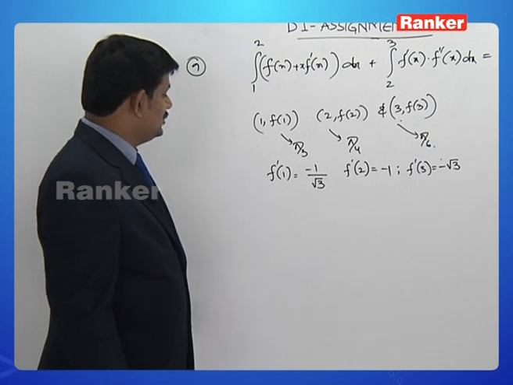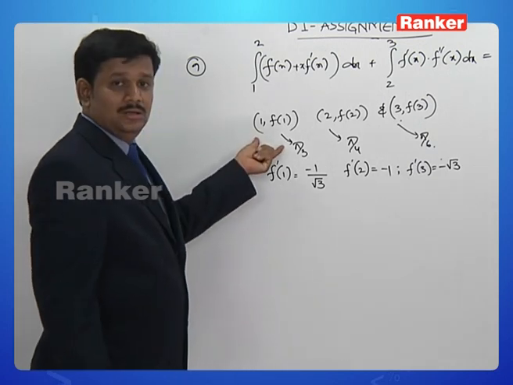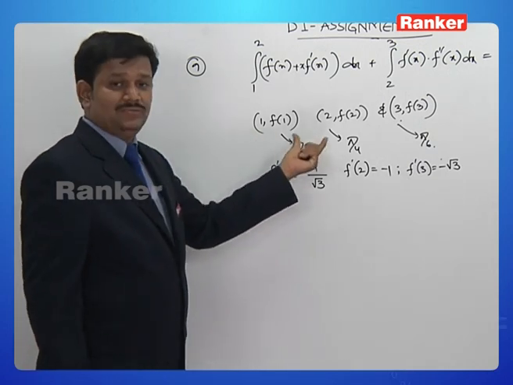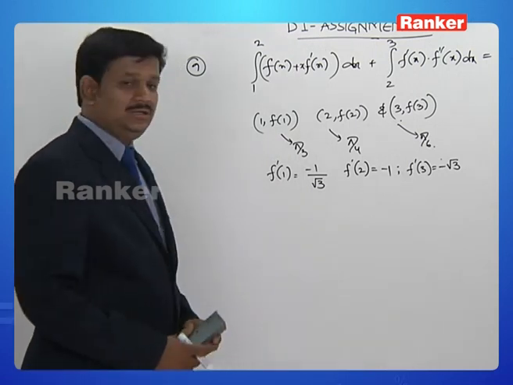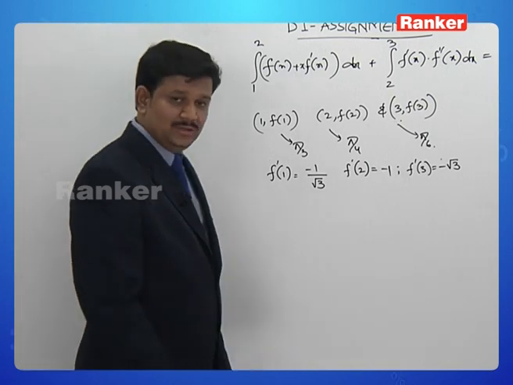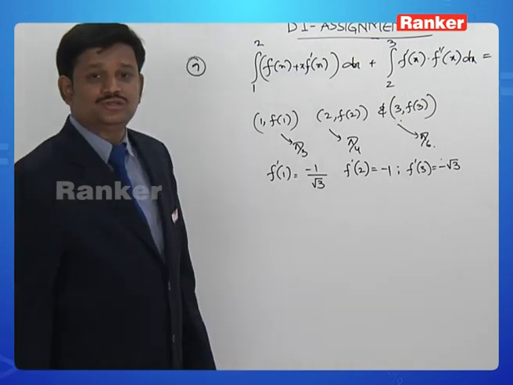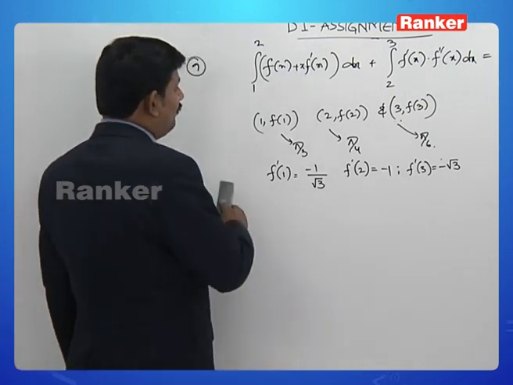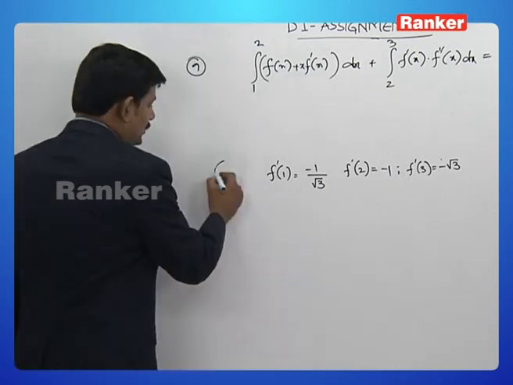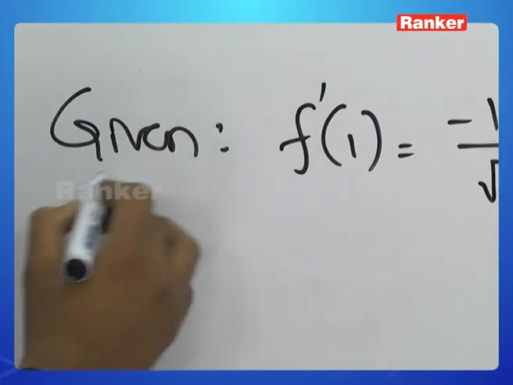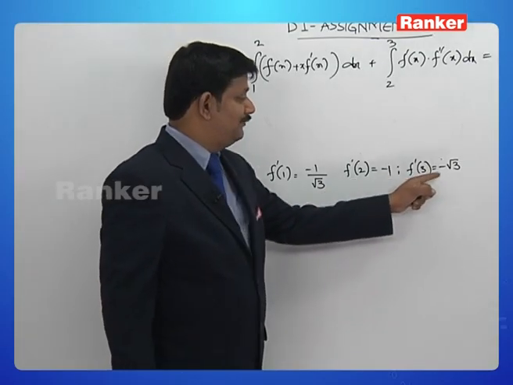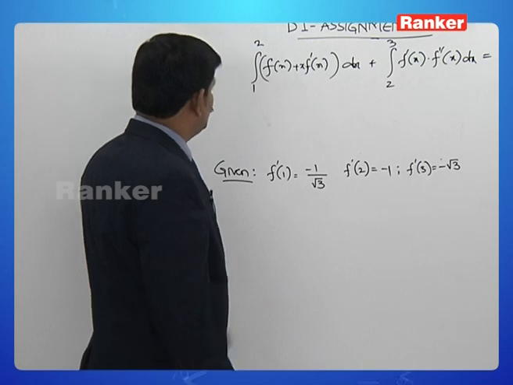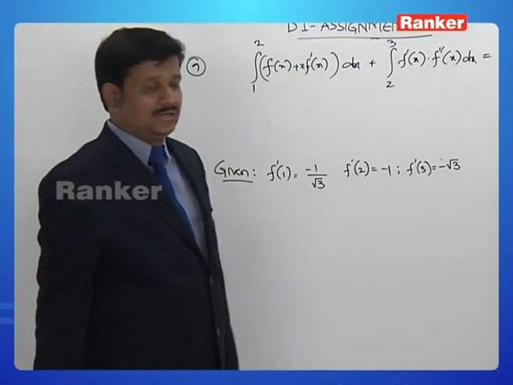So in the given question, by giving slopes of the inclination of the normals, it is given that f dash of 1 is minus 1 by root 3, f dash of 2 is minus 1, f dash of 3 is minus root 3. So let us see what will be value of this integral. It is given f dash of 1 is minus 1 by root 3, f dash of 2 is minus 1, f dash of 3 is minus root 3. Using this, let us evaluate this integral.